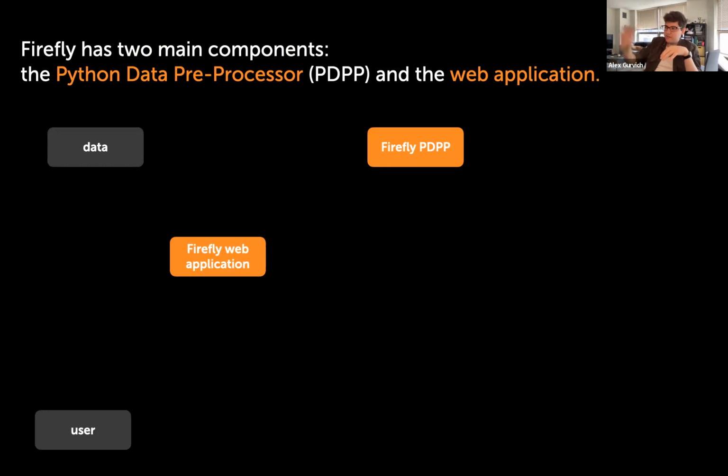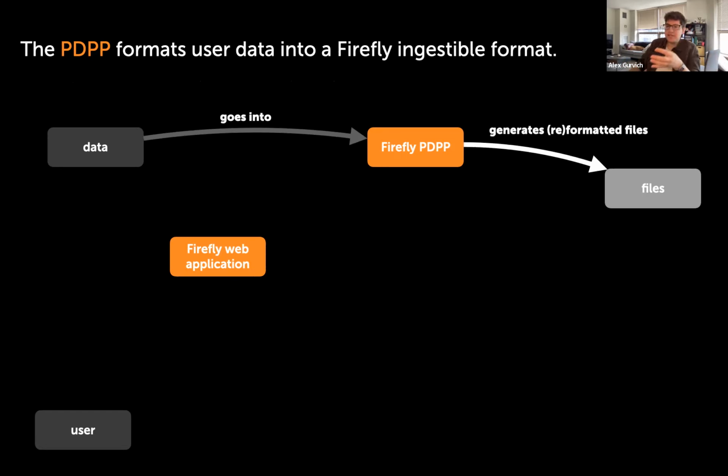There's the Python front end that we call the data preprocessor, the PDPP, and then there's the web application itself. So the first step for a user is to take their data and put it into the PDPP, for it to translate that data and generate reformatted files in a binary format that Firefly can understand.